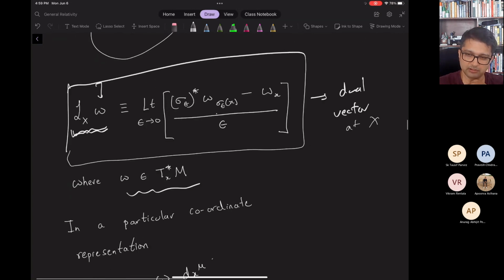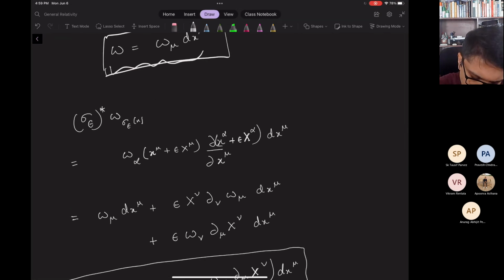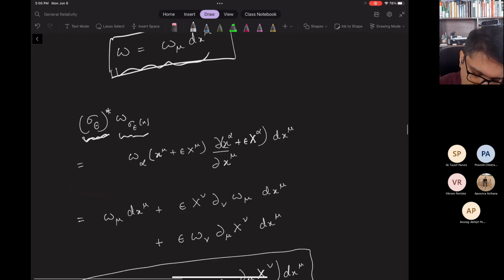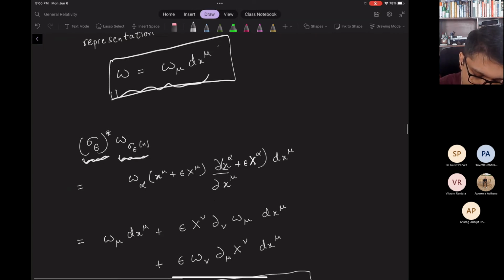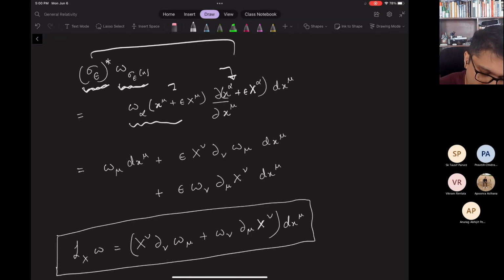If I work this out in a particular coordinate representation, what I will get is omega_mu dx^mu. I can now define omega at sigma_epsilon(x), and then I can take the pullback. In coordinates, it's omega_alpha at x^mu plus epsilon X^mu, because this is the point sigma_epsilon(x). Then I apply the Jacobian, which is partial(x^alpha plus epsilon X^alpha)/partial x^mu dx^mu. The Jacobian implements the pullback.